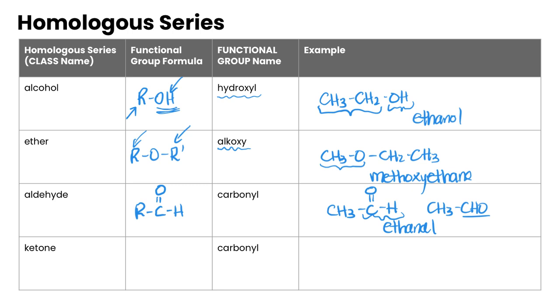And our last homologous series or class are called ketones. Ketones are like aldehydes. They have a carbonyl functional group, except instead of this hydrogen, kind of same with the alcohols and the ethers, they have another alkyl group on the other side of the carbonyl group. The two R's do not need to be the same, so they can be different. An example here would be propanone.